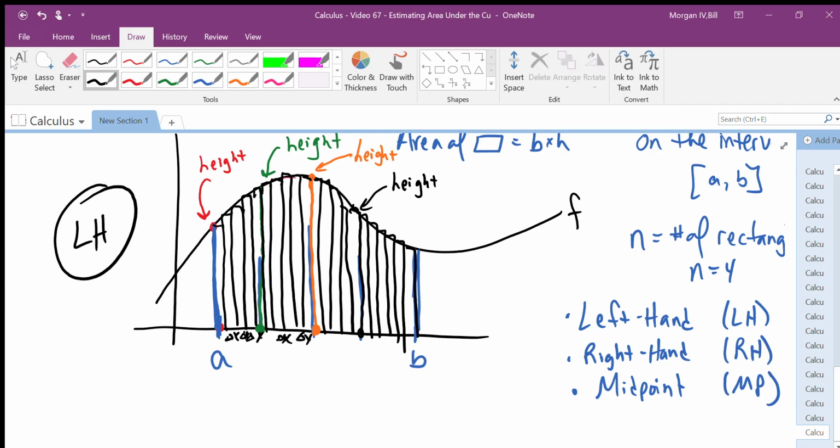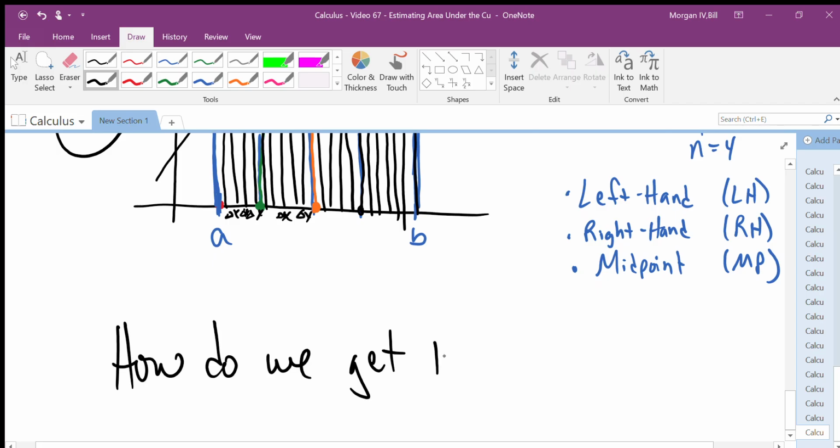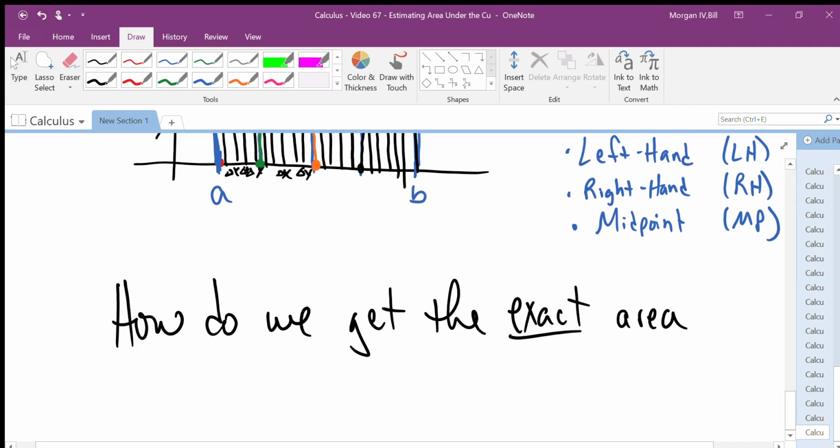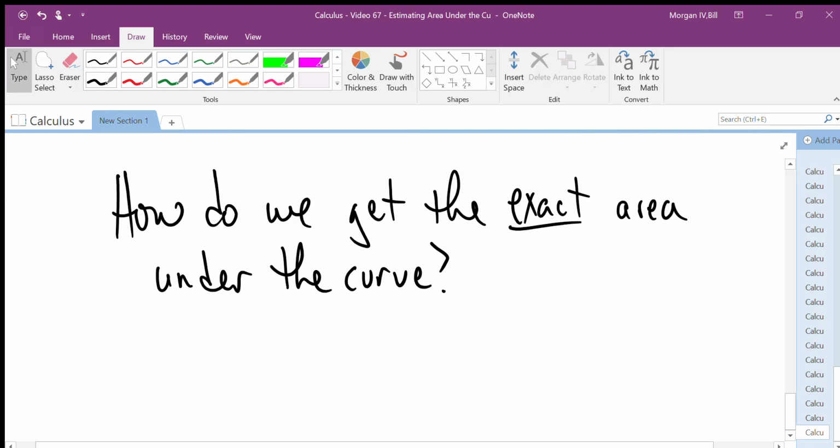How do I get the exact area under the curve? That is our question. That's what we're trying to get to. We're going to go through this approximation of area under the curve in our ultimate goal of getting the exact area under the curve. So don't get too lost in the approximation and lose this big goal. All right, that's our point. How do we do this?